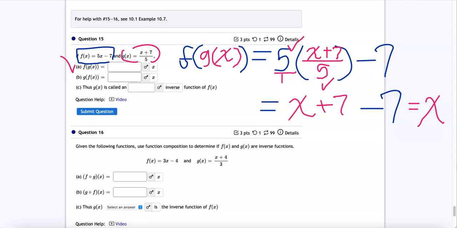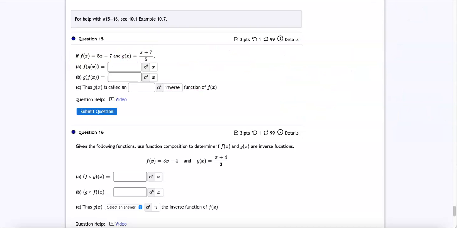Now this skill is a way to verify, it's a way to check your answers basically. When you are given an original function and you're given a supposed inverse function of the original function, how do you verify that they are in fact inverse functions of each other? You run function composition both ways, and if in both ways you end up with x as an output, then you know that you indeed have inverse functions. Okay, so that is going to cover 15 and 16.